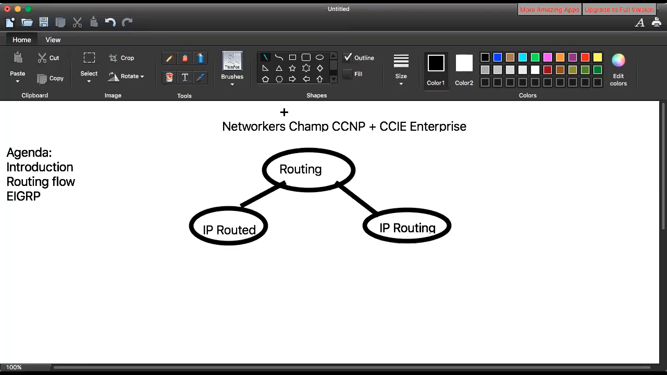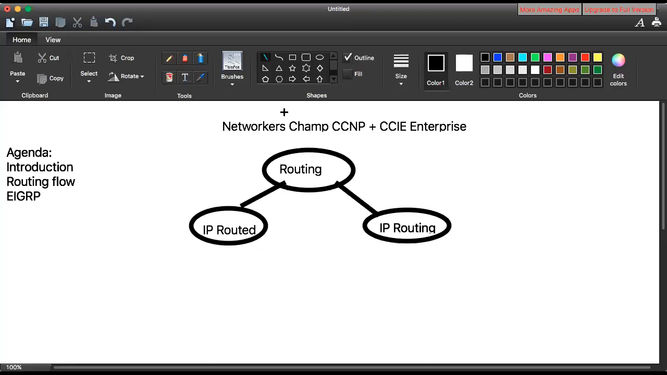I can divide the whole CCNP program into five categories: first routing, second switching, third IP services, fourth layer 2 and layer 3 security, and then SD-Access and automation and programmability. That's what we have basically in CCNP Enterprise.